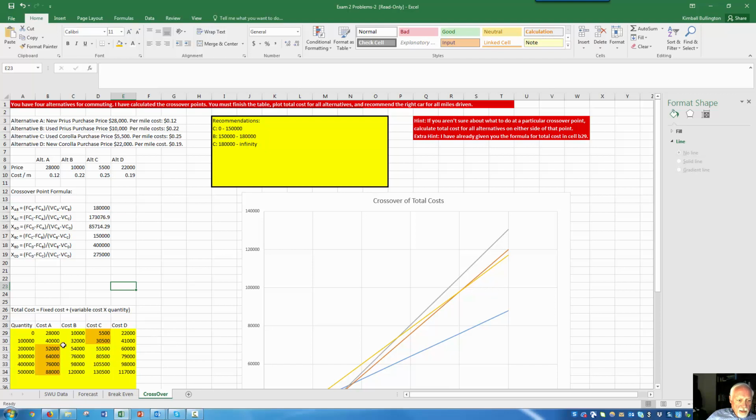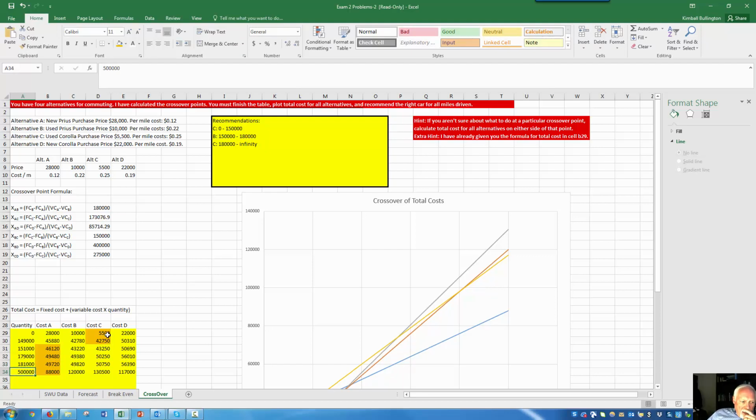This didn't give us enough resolution to really see all the crossover points, and we've said that they're at 150,000, 180,000. Well, let's zero in on that. Let's say, what if we made this 149,000, and we made this one 151,000, and we made this one 179,000, and this one 181,000. That gives us a little bit of separation.